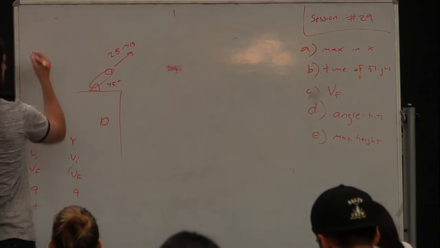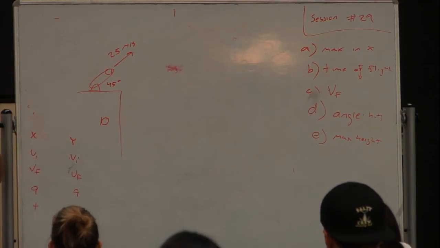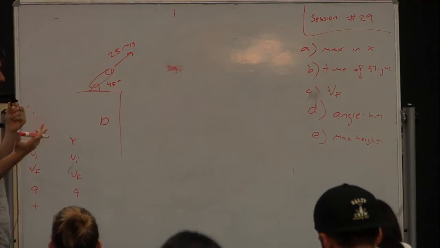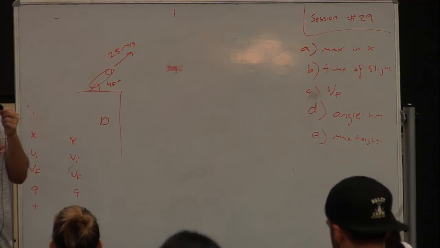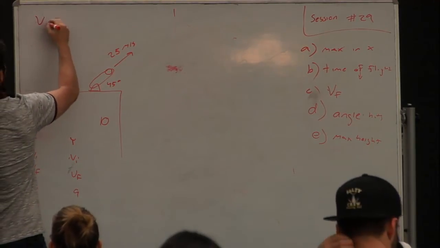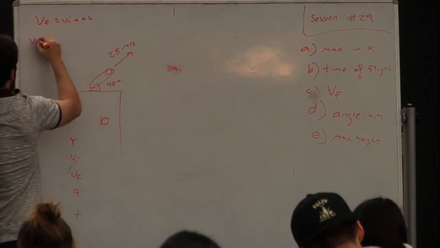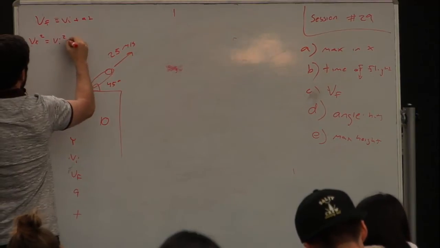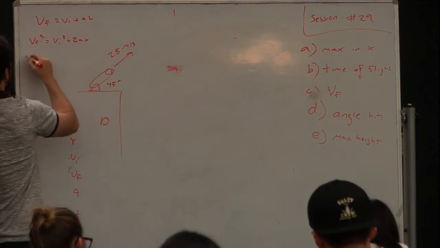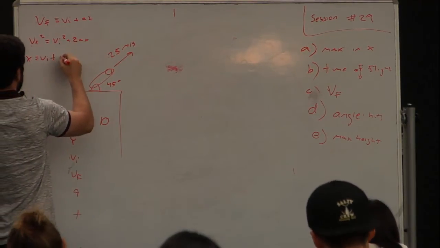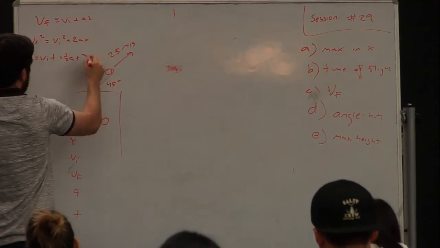All right, so now let's go through our variables. Do we know what our x displacement is? We don't know what it is. That's what part A is asking, right? Do we know what our initial velocity in the x direction is? We don't just know by looking at it. Is it 25? Right, it's not 25. That's the hypotenuse.